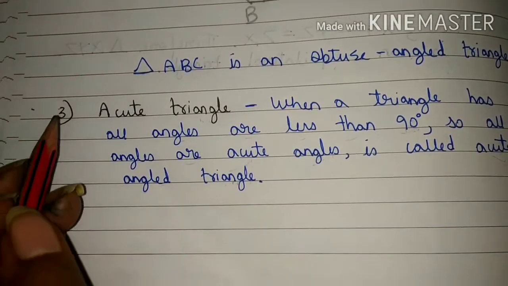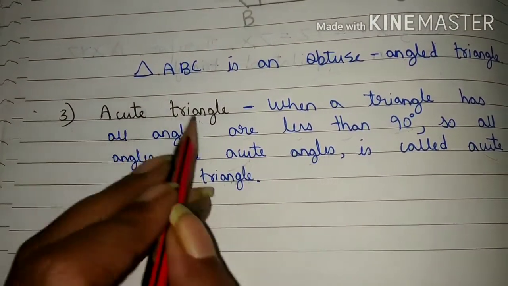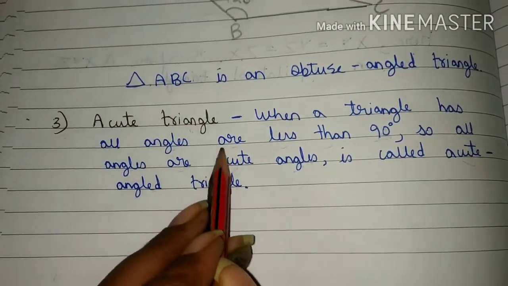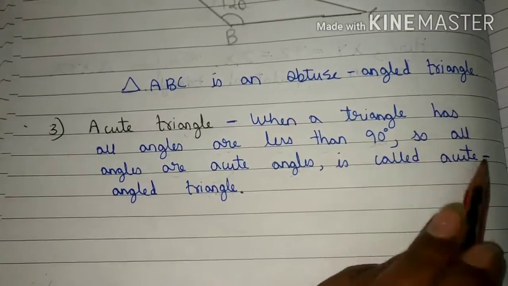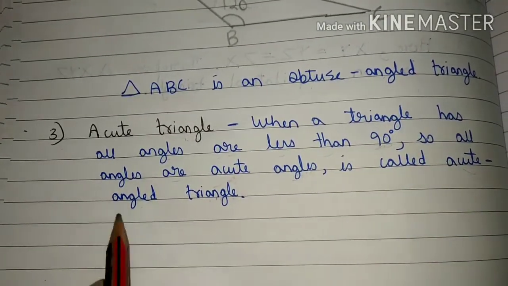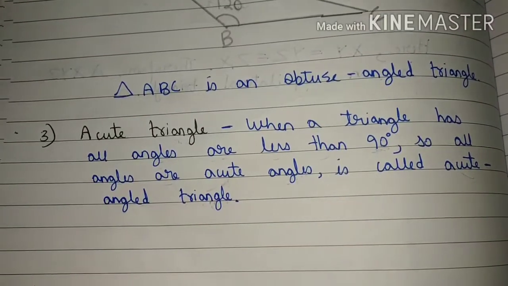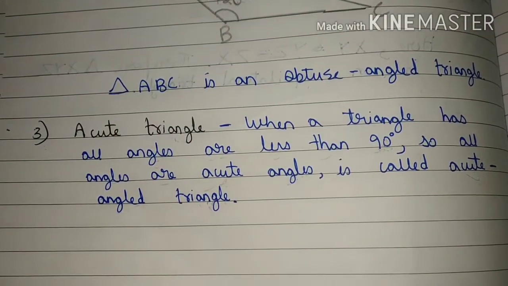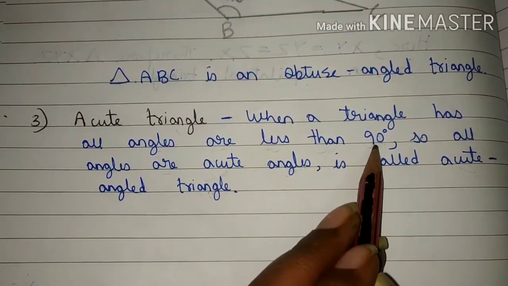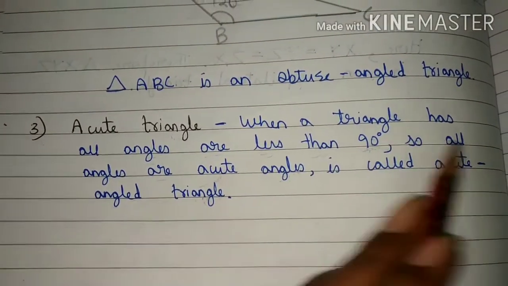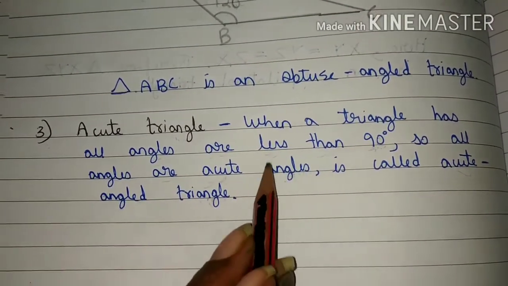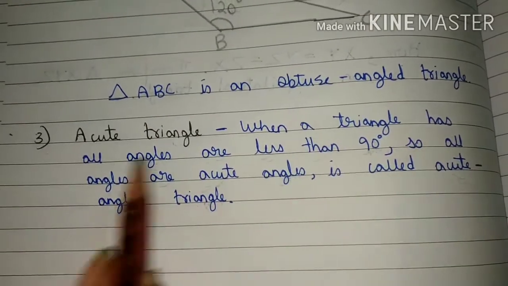Students, now come to third, acute triangle. When a triangle has all angles less than 90 degree, so all angles are acute angles, it is called an acute angle triangle. It means a triangle in which all the angles are less than 90 degree, or a triangle in which all the angles are acute angles. Then this type of triangle is known as acute angle triangle.